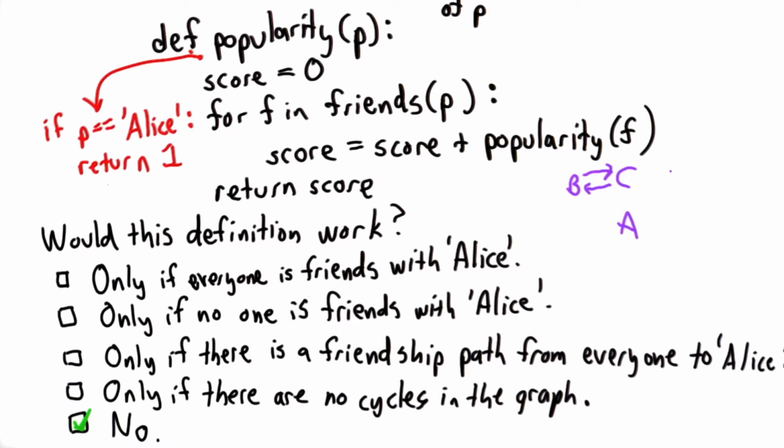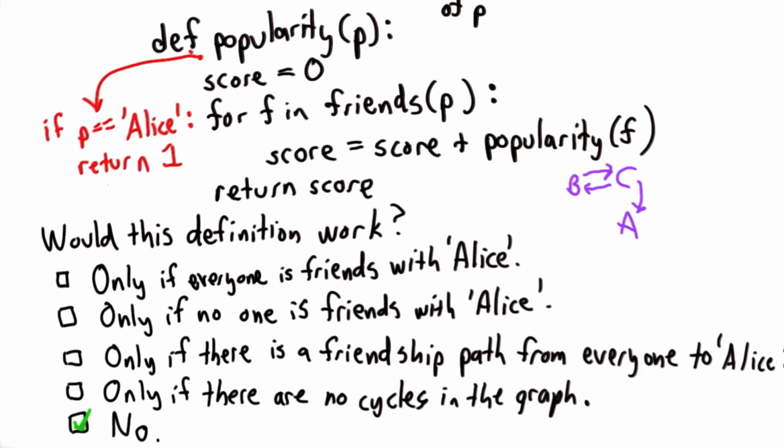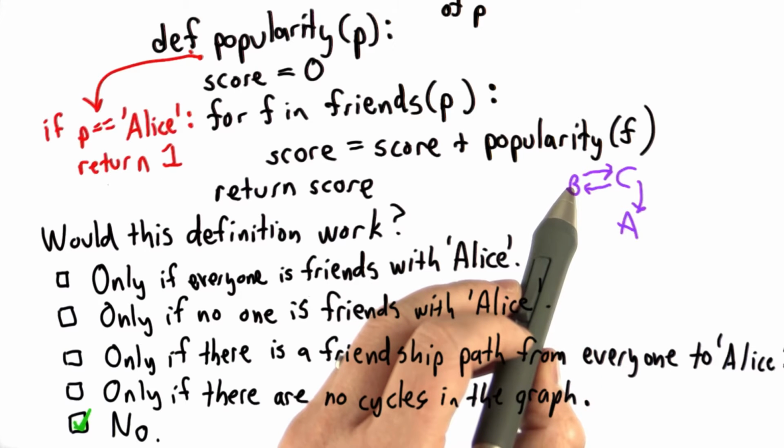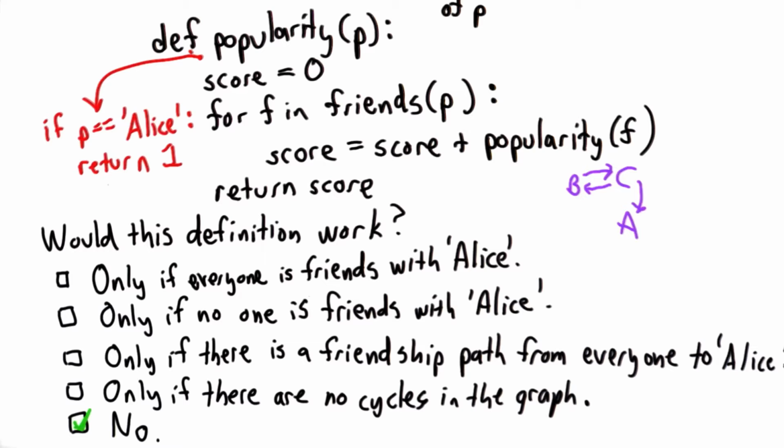The third choice, only if there's a friendship path from everyone in the graph that eventually reaches Alice. So adding this link would provide that property, but it still doesn't solve our problem. It doesn't give us a way to figure out the popularity of Charlie, because to know that, we need to know the popularity of Bob, which we need to know the popularity of Charlie for. We still end up in this cycle.